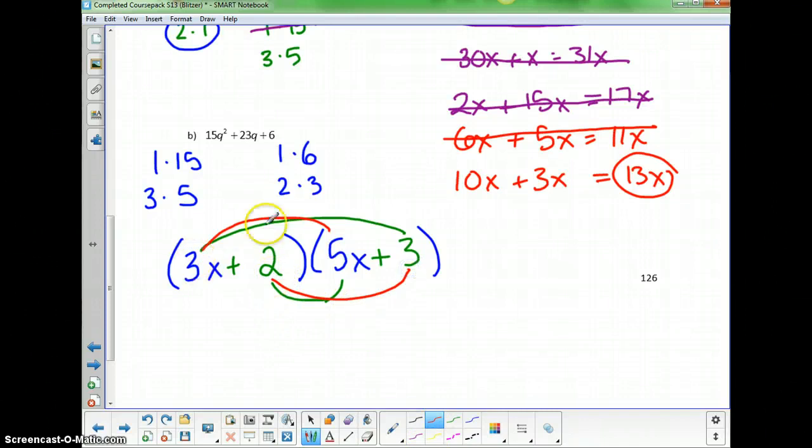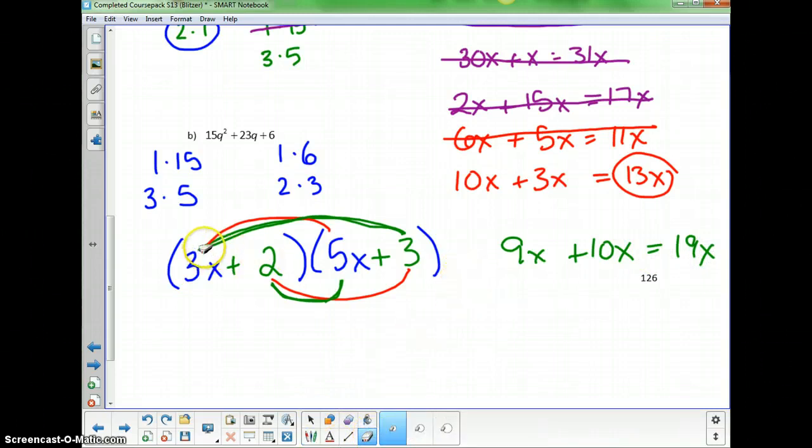So the ones I did in red right here are things that we already know, so we're not concerned with those pieces. It's the green ones that we're going to test to see if these ones work to give us that middle value. So the green ones, 3x times 3 is 9x, and 2 times 5 is 10x. So that adds up to 19x, and that doesn't work. So we're going to try again.